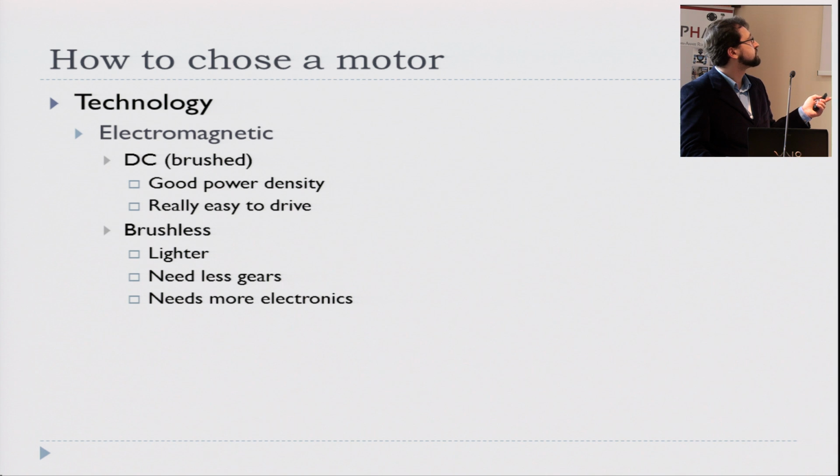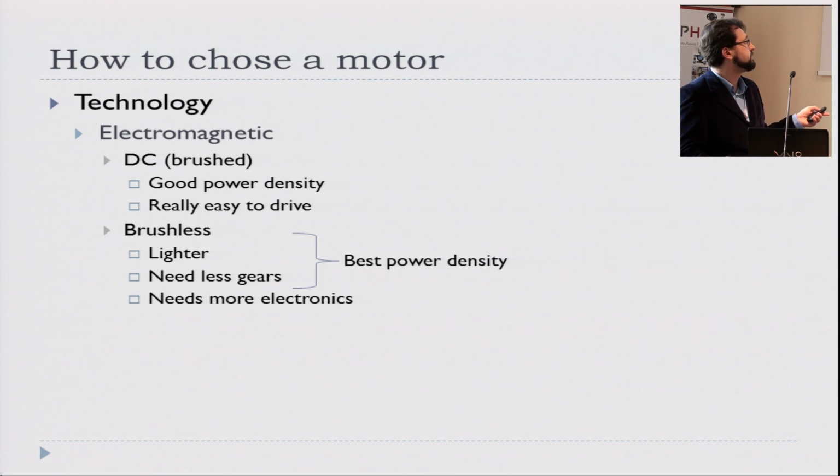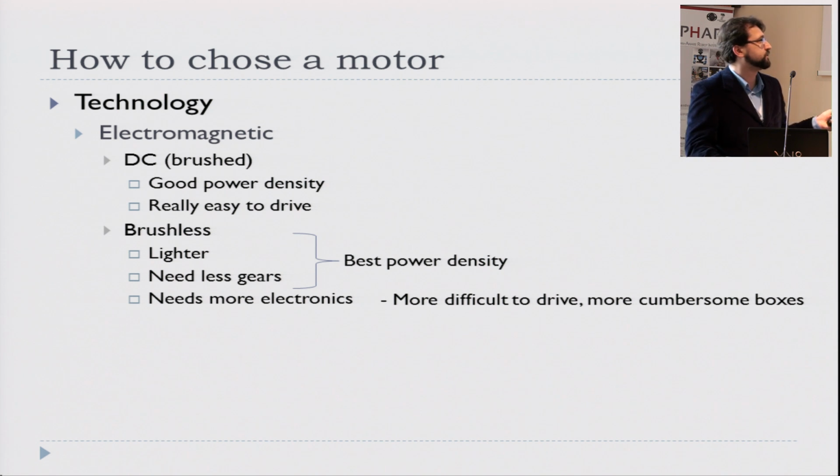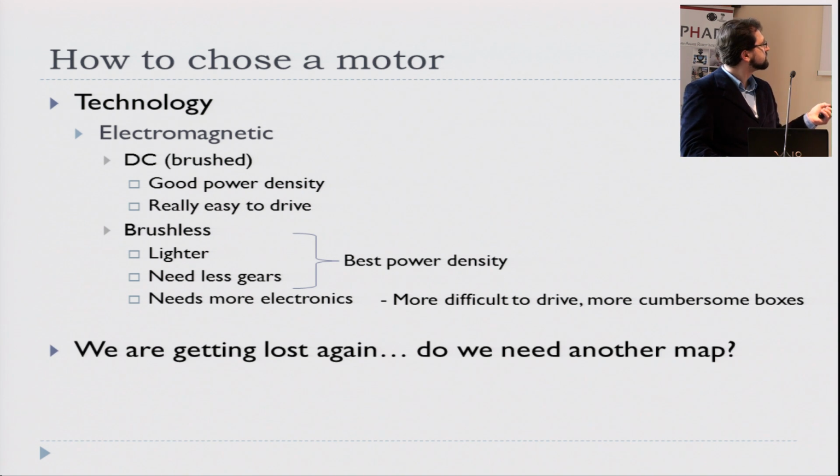While the brushless motors are lighter and need fewer gears, because usually they are designed to apply a higher torque without reduction. But on the other hand, they need more electronics. They have the best power density, but they're usually more difficult to drive, and you probably end up with more cumbersome boxes, to say it in easy words. But to avoid getting lost again, instead of taking another map, looking at the technology is probably not the right thing to do.